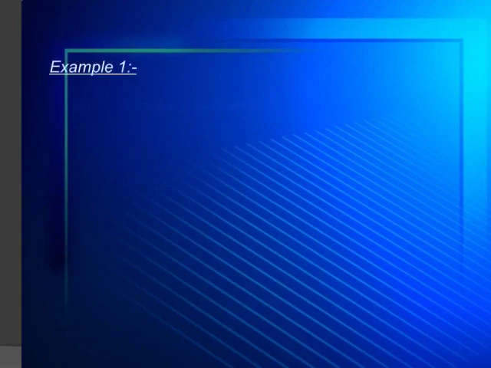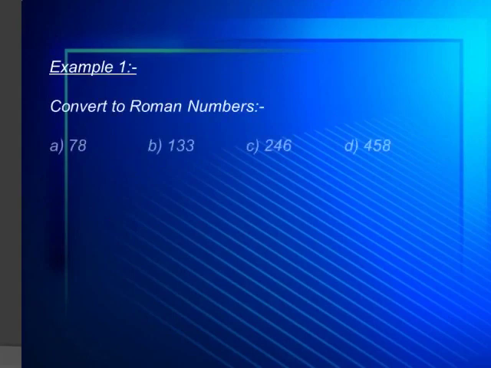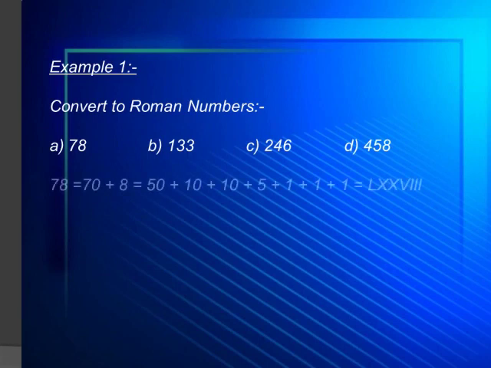Let us see an example. Convert to Roman numbers. Take the number 78. How do you break it up? 70 plus 8. So how can you write the Roman number for 70? Break it up as 50 plus 10 plus 10 and 8. How do you write 8? 5 plus 1 plus 1 plus 1. So for 50 you will write L, and for 10 you will write X, and again X, and for 5 you will write V, and for 1 I, and another I, and another I.